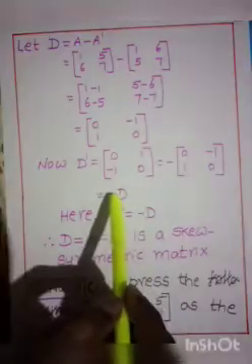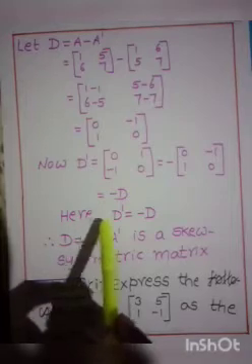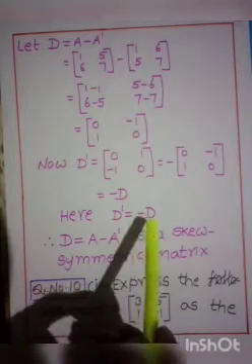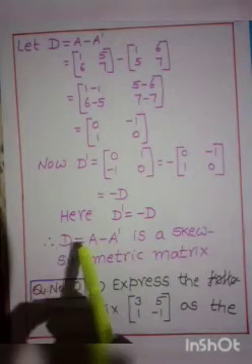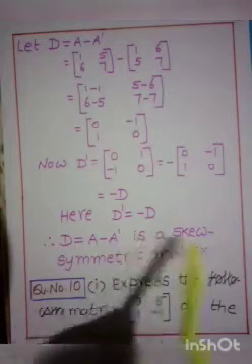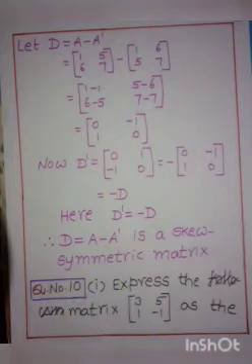This is nothing but matrix D, that is equal to minus D. So finally we got D dash is equal to minus D. By the definition of skew symmetric matrix, D is a skew symmetric matrix. D, which is A minus A dash, is a skew symmetric matrix. Understood, my dear children? Right.